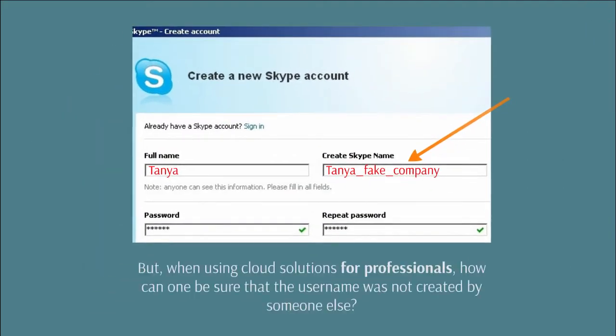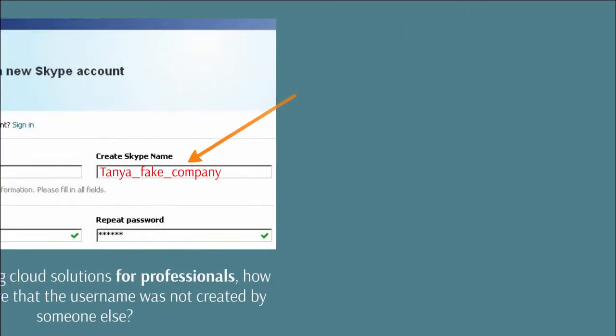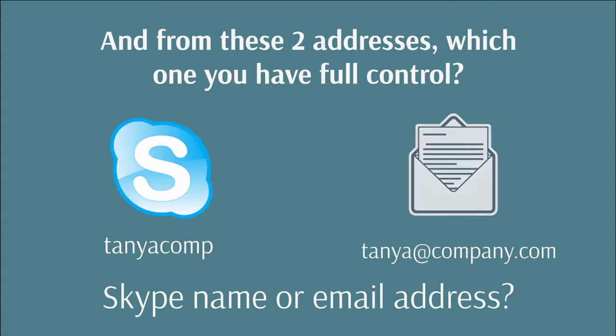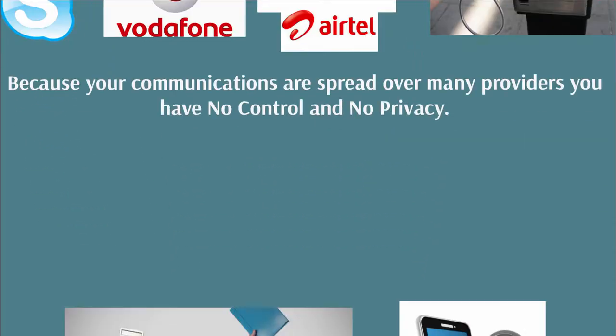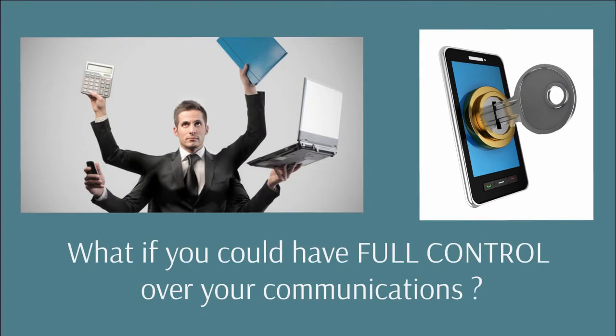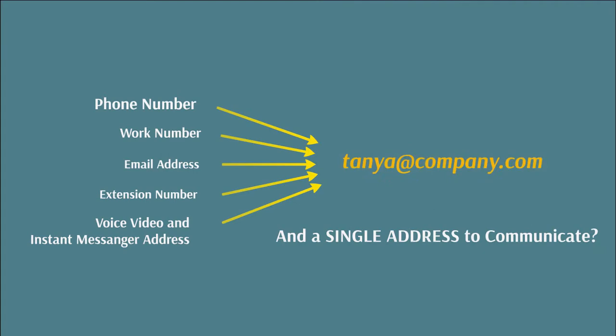But, when using public cloud solutions for professionals, how can one be sure that the username was not created by someone else? And from these two addresses, which one do you have full control of? Because your communications are spread over many providers, you have no control and no privacy. What if you could have full control of your communications and a single address to communicate?